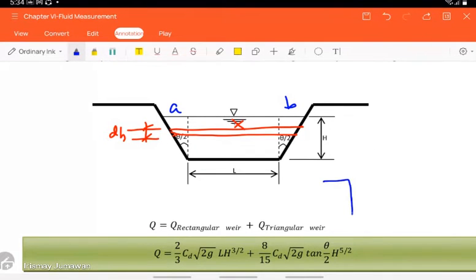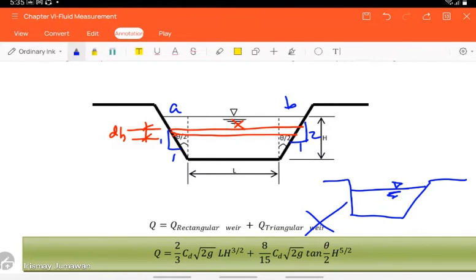So what about if you have a weir like this? You cannot apply this one. What if you have different side slopes, where one side slope is 1:2 and the other one is 1:1? You cannot apply that formula either. So what you have to do is start and solve it.